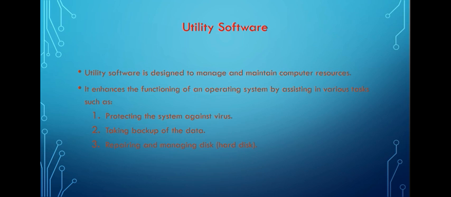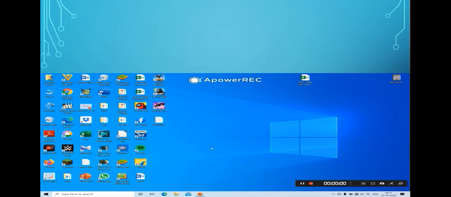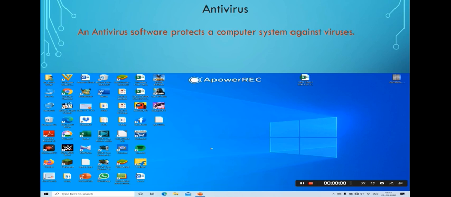Then repairing and managing hard disk, you can repair your hard disk and manage different things in your hard disk. You can clean your hard disk, unwanted files you can remove from your hard disk. So this is how you can manage your disk with the help of a utility software. Antivirus. An antivirus software protects a computer system against viruses. Example of antivirus are Norton, AVG, QuickHeal, McAfee, etc. There are many more available in market.